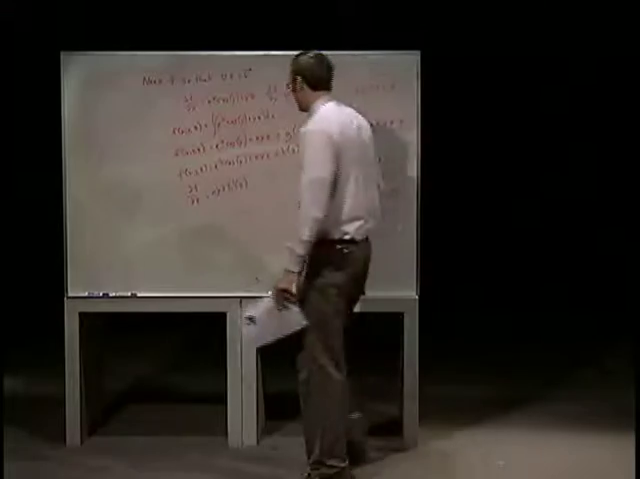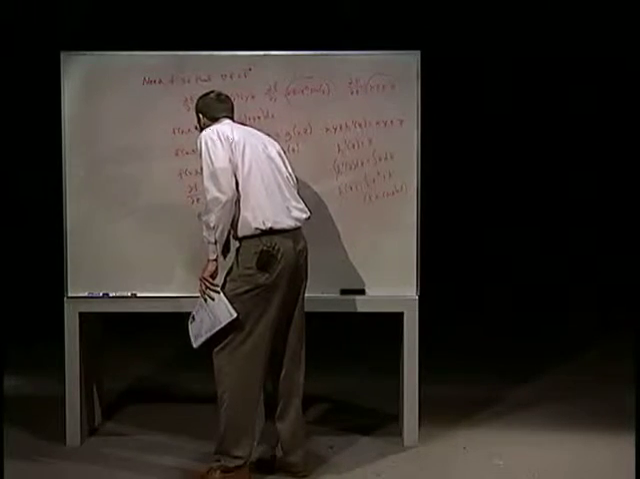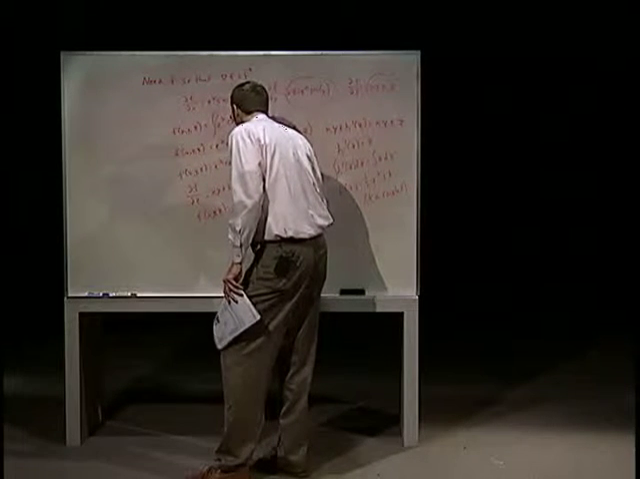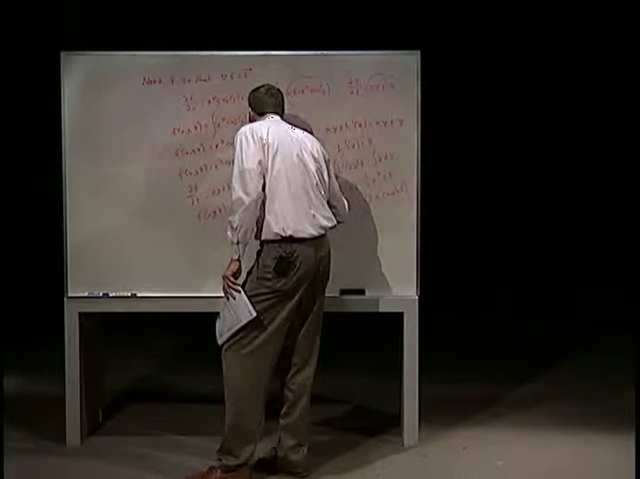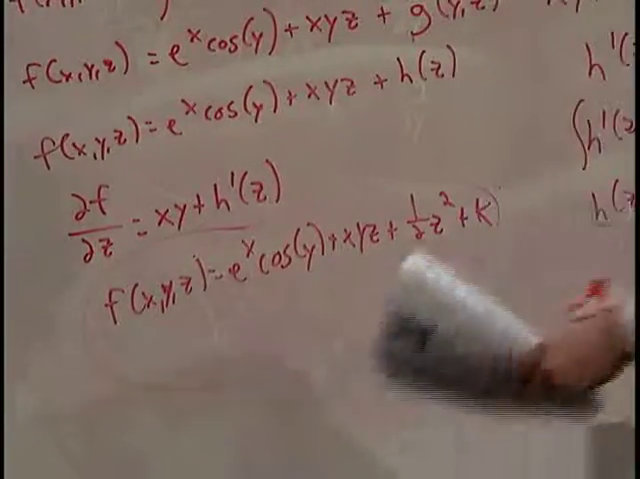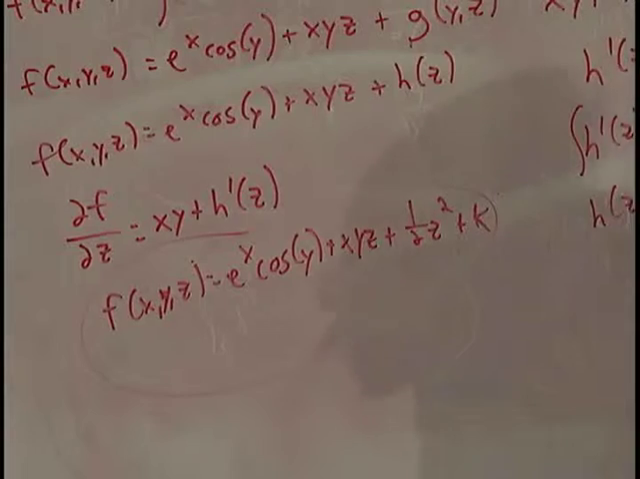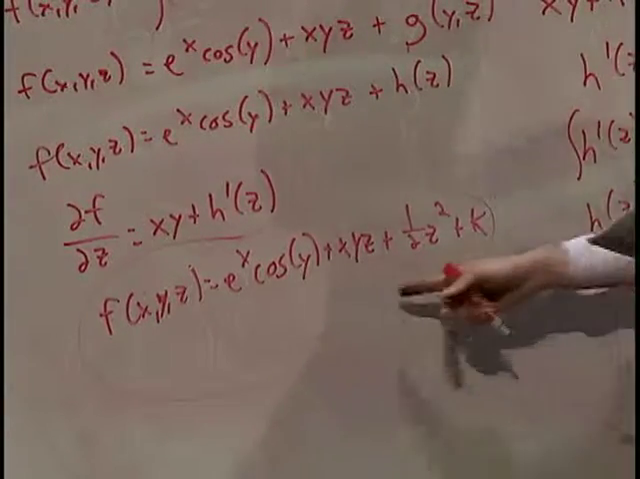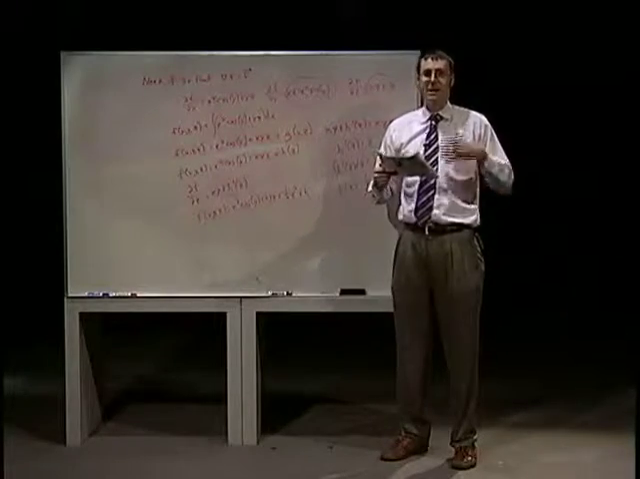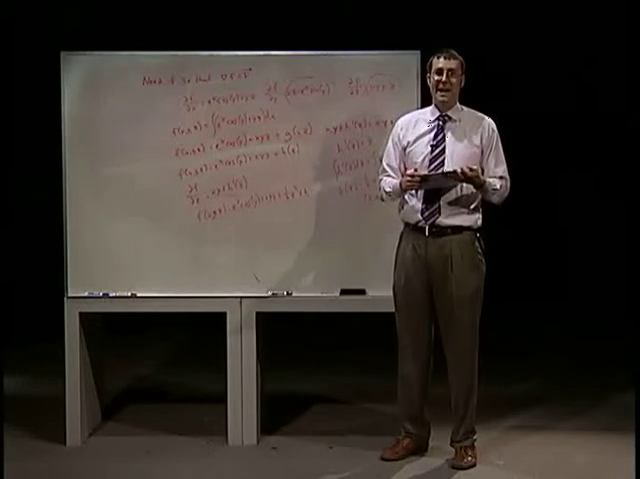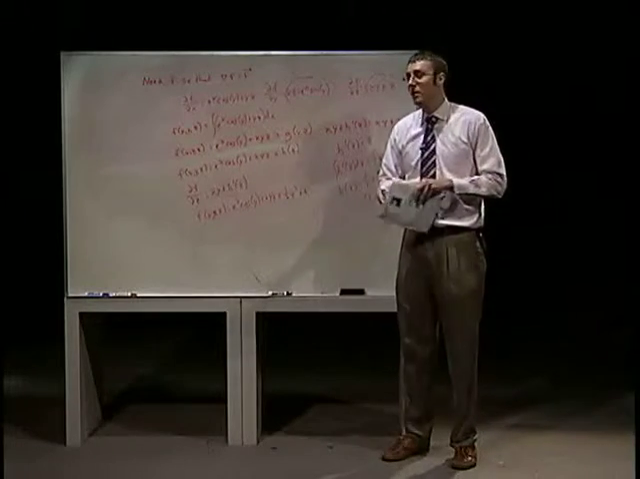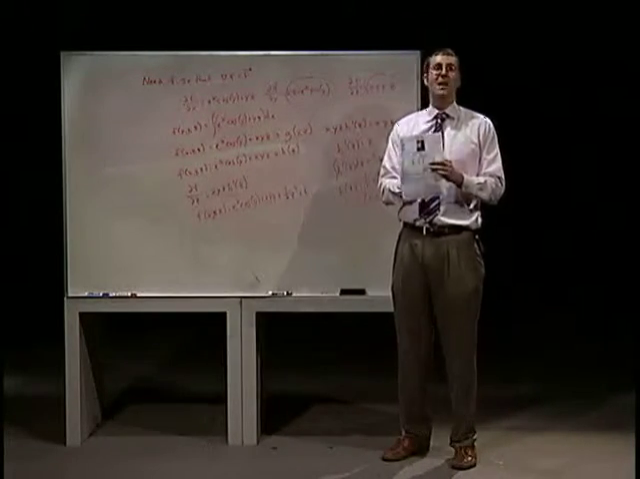And so, at the end of all of this, your potential function is a function of three variables: e to the x cosine y plus xyz plus 1/2 z squared plus k. And again, there are infinitely many potential functions for this vector field based upon choices of k. So the same idea. We just kept integrating and differentiating until we got down to what we had to have at the end, which was just a definition of a function of z there. Okay, so that concludes the section on independence of path and conservative fields.